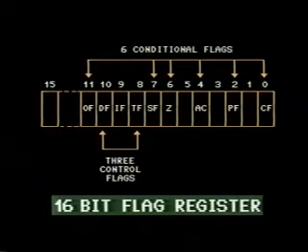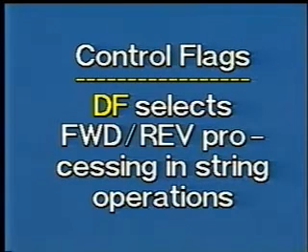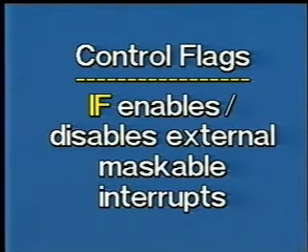Additionally, there are 3 control flags which can be set or reset by the programmer. These were not there in 8085 and are: number 1, DF, direction flag. This flag controls the selection of forward or reverse processing in string operations. Number 2, IF, interrupt flag. IF equal to 1 enables external maskable interrupts, while IF equal to 0 disables these.